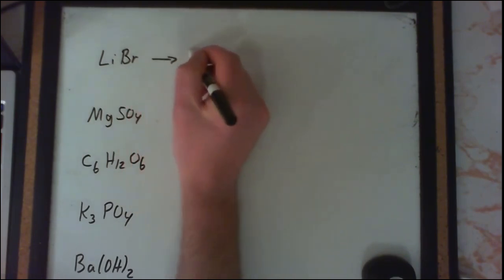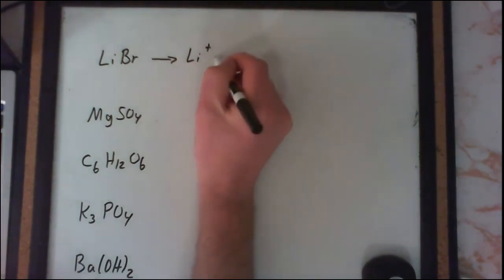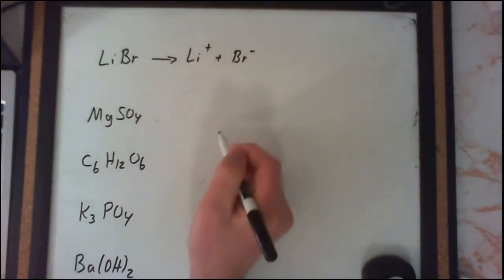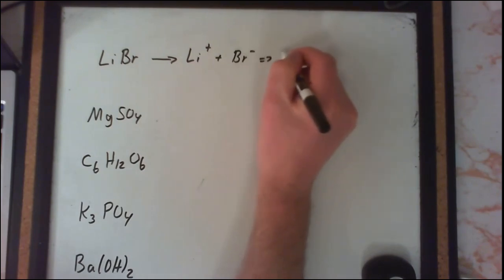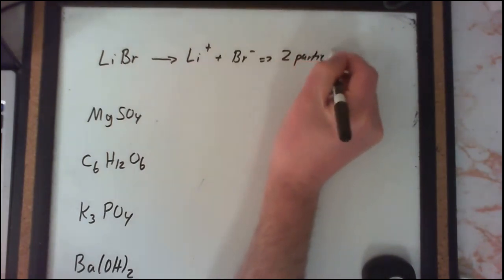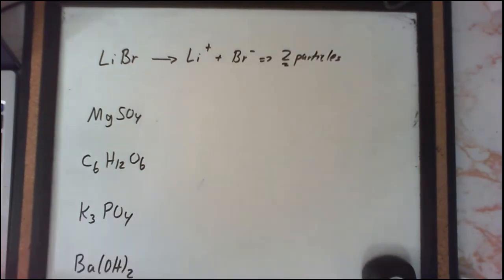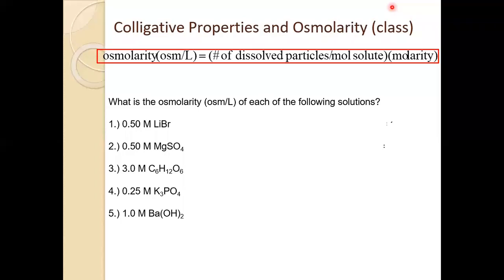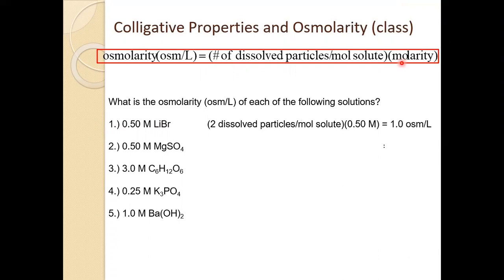As a result, when it dissolves, it'll produce 1 lithium ion and 1 bromide ion for a total of 2 particles. So to find the osmolarity of this 0.5 molar lithium bromide solution, we take the number of dissolved particles, 2, and multiply that by the molarity, and that gives us an osmolarity of 1.0. In other words, a 0.5 molar lithium bromide solution has an osmolarity of 1.0.